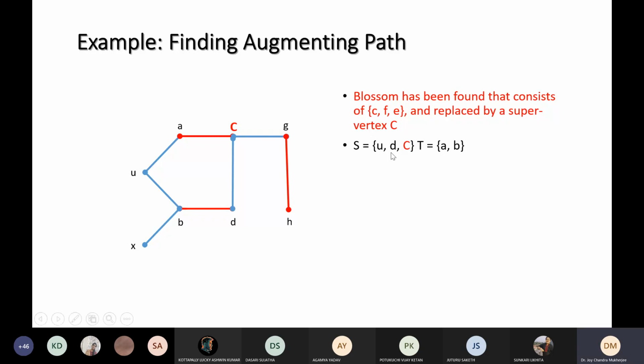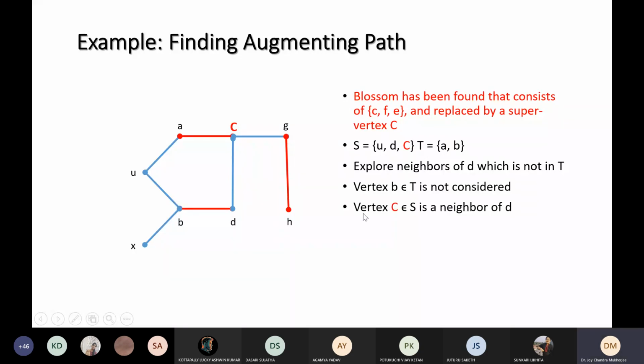Now you start search from D. So explore neighbors of D which are not in T. So D के neighbor कौन कौन हैं? एक है B, एक है C. But B is already in T. Since B is already in T, we should not explore this. From D we reach C. Now C belongs to S. So again a blossom is found. Vertex B belongs to T. Vertex B is not considered in this search because it belongs to T.